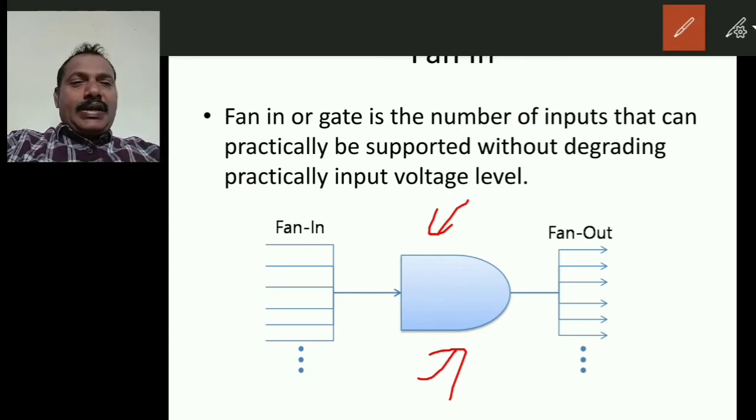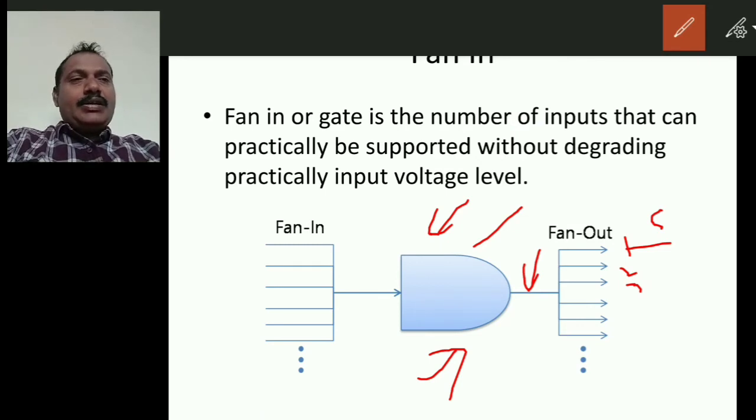And fan out of the gate is, the gate will have only a single output, that is fixed. So this single output of this gate, how many other circuits can be driven? For example, this is one circuit, 2, 3, like that. This same output of this gate can be given to how many other gates or digital circuits. That is fan out.